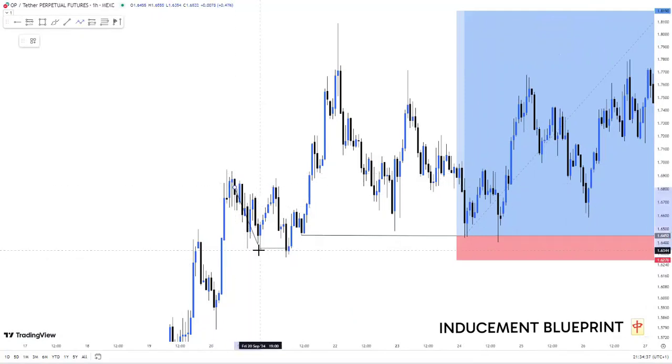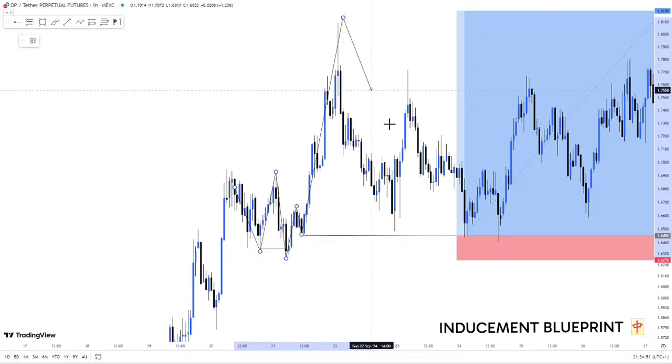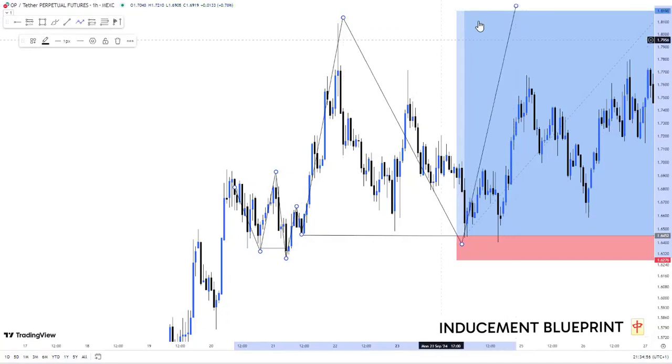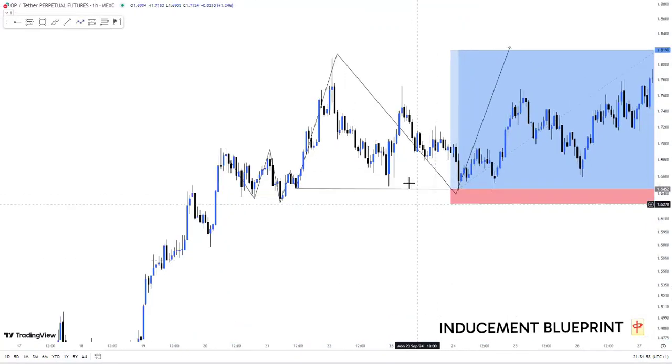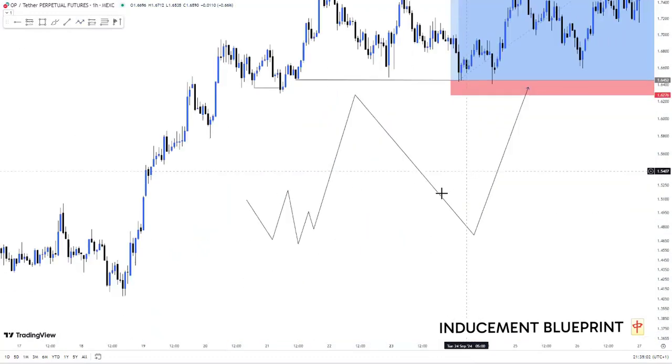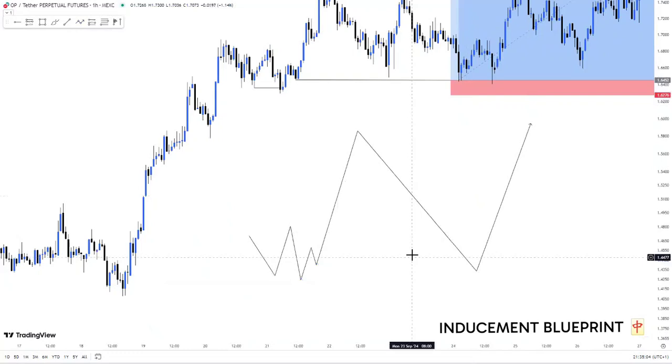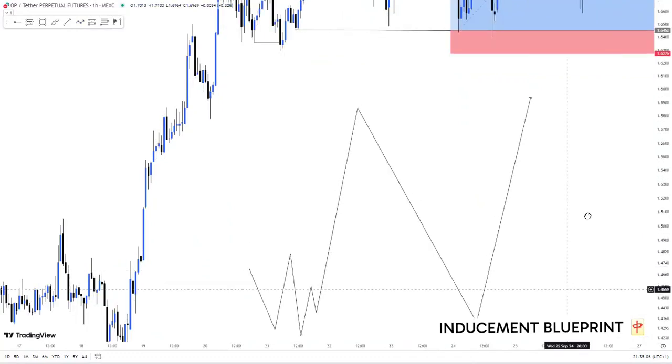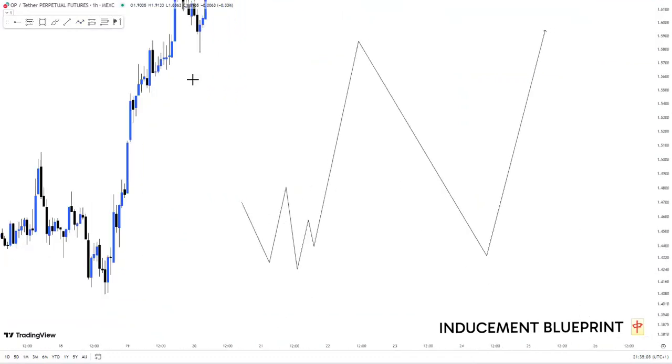So let's see. This was a sweep. What next, guys? An inducement. You guys can see how the inducement was created before the break of structure to the upside. And then what next happened? Market came out to take out the inducement and then expansion. So let me just take this out, so you guys can see how clean the structure is. Let me map it out, guys.